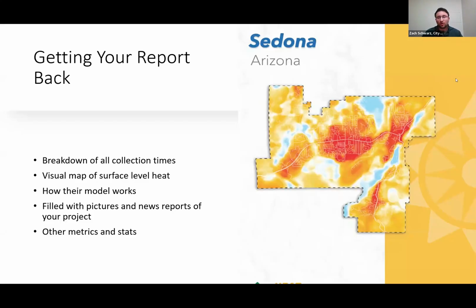So once you get back your report, this is what the cover page looks like, and this is Sedona's Heat Island map. In that report, they're going to give you a breakdown of collection times. They're going to give you a map for each collection time, like this one. The one I'm showing you here is the average temperature across all three collection periods on your collection day. They'll give you plenty of these maps. They'll describe in detail how their model works. It'll be filled with pictures and news reports of your project, and then a couple other metrics and stats as well.